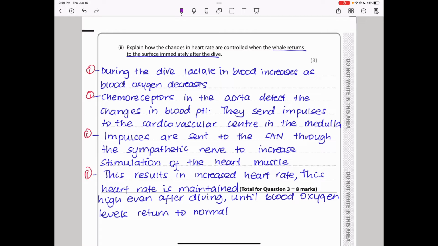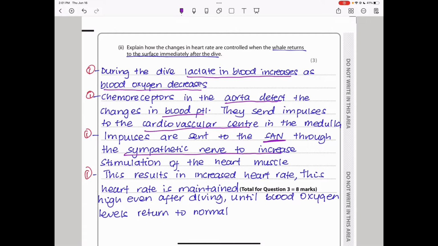So I said, during the dive, lactate in blood increases as blood oxygen decreases. And then, of course, the chemoreceptors in the aorta, this is the blood vessel, will detect the changes in the blood pH, and they will send impulses to the cardiovascular center, which is in the medulla. And that cardiovascular center will send impulses to the sinoatrial node, or SAN, through the sympathetic nerve to increase the stimulation of the heart muscle.